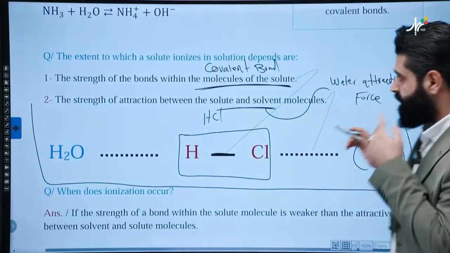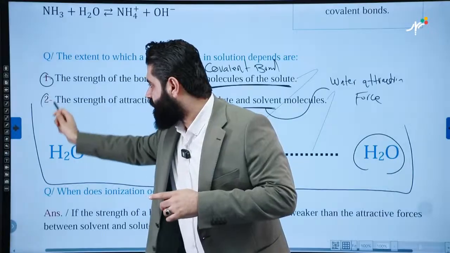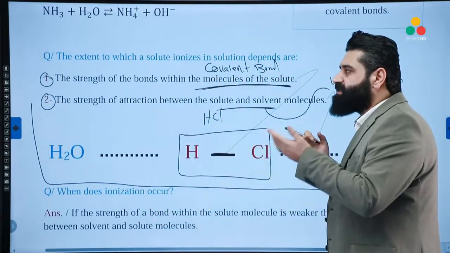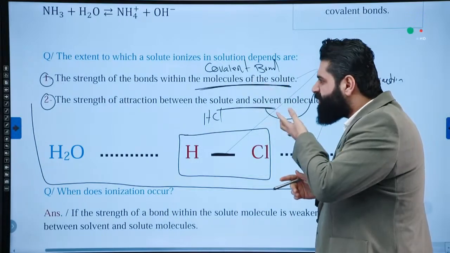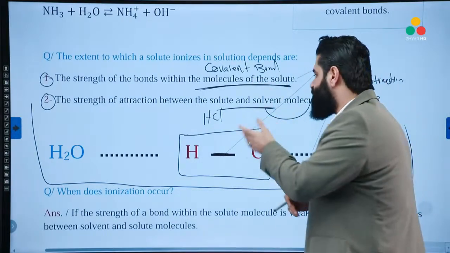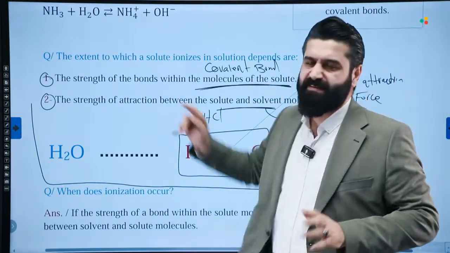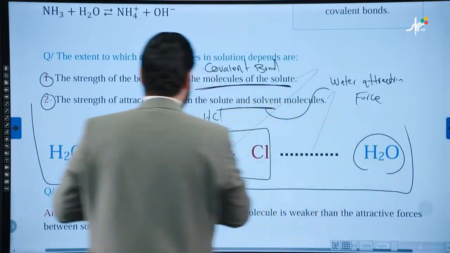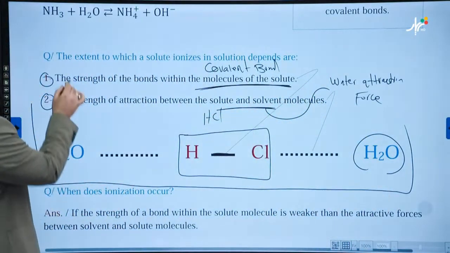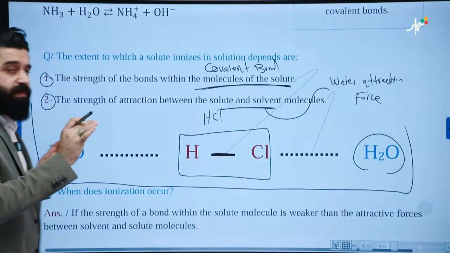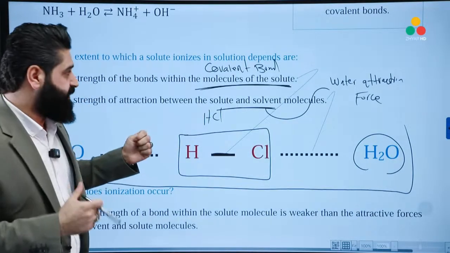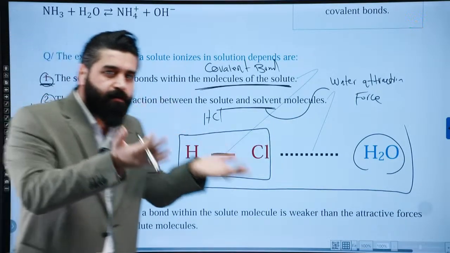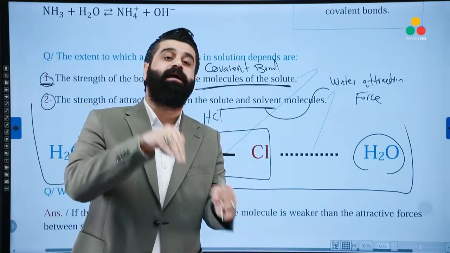Look at this. The first one and the second one. I don't like to read their names always, so instead of saying the strength of the bond within the molecule, I'll say the first point. And instead of saying water attraction force, I'll say the second point, okay? So this is just for time saving. The first point is inversely proportional with the degree of ionization. As much as the first point gets stronger, the ionization is decreased.